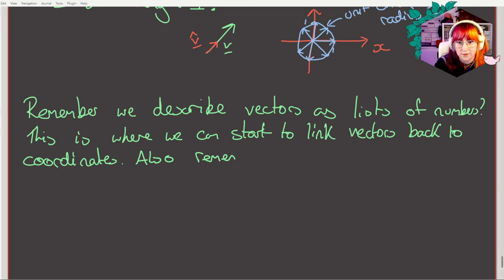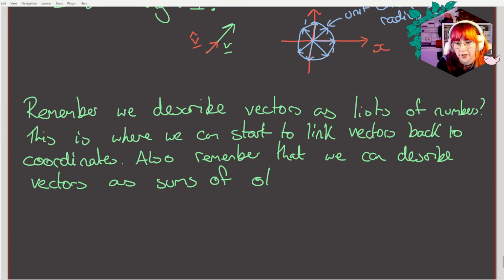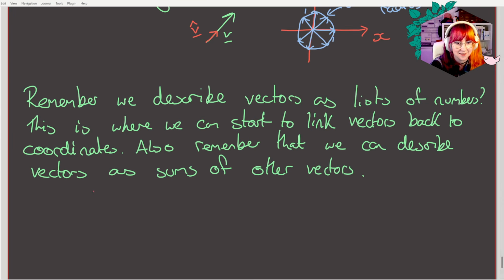Also remember that we can describe vectors as sums of other vectors. So remember, v plus w is v plus w. Then if I come back to my nice classic three-dimensional space, that was an aggressively big arrow, that was unnecessary. So I'm now in R3 and I do x, y, z.